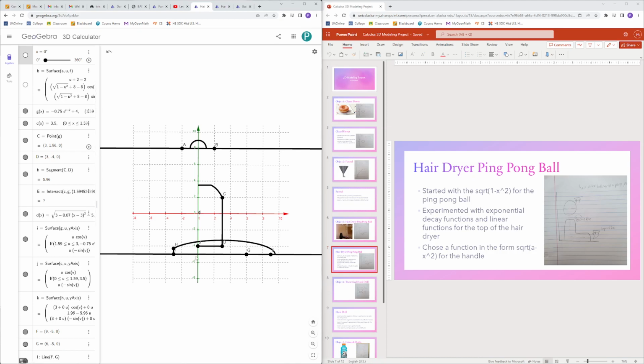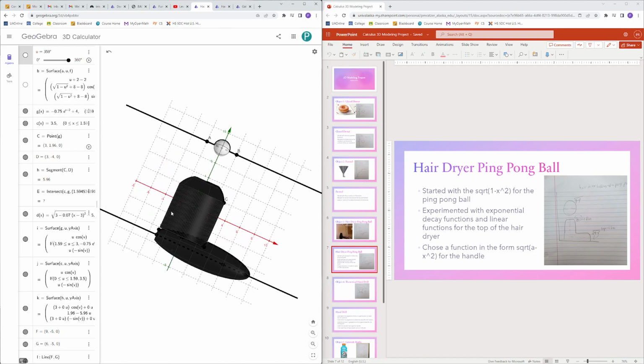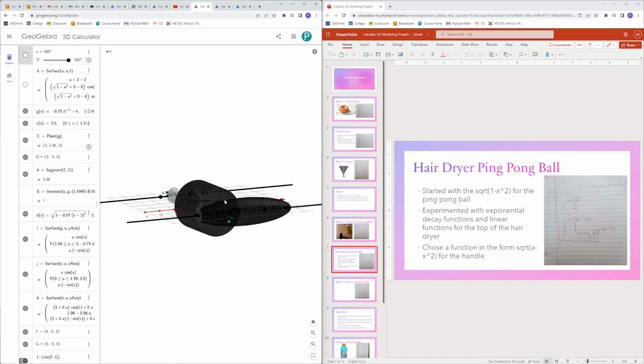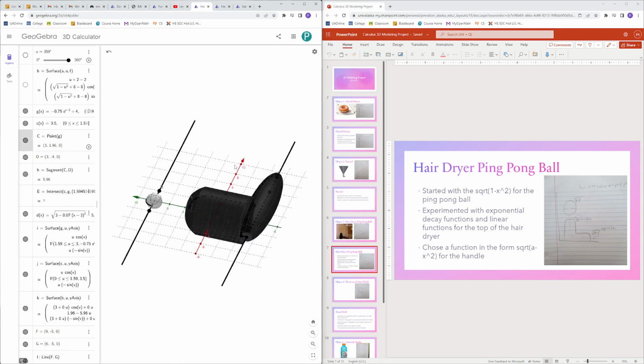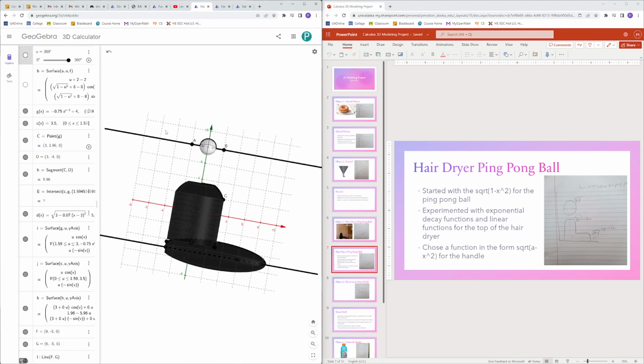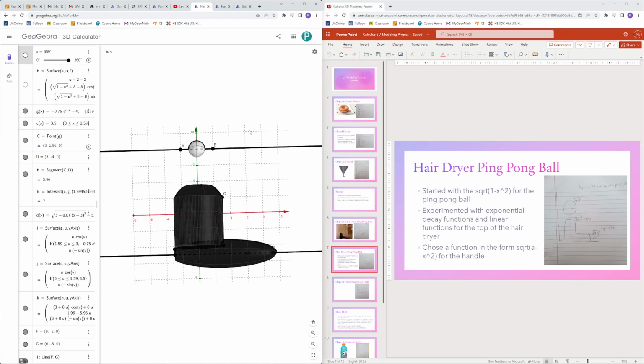And rotating that around the given line, y equals 5, sorry, creates this ovular-ish looking handle attached to this hairdryer, and I used lines obviously to fill in the space here and here. Whoops. And that creates this image of a hairdryer holding up a ping pong ball.